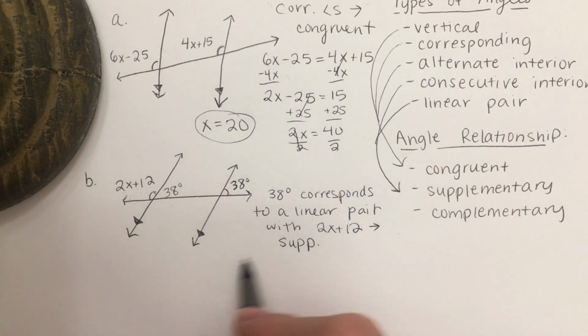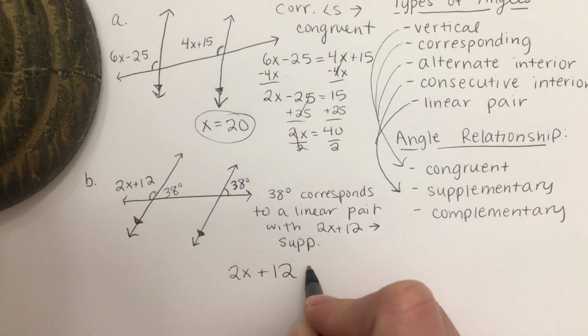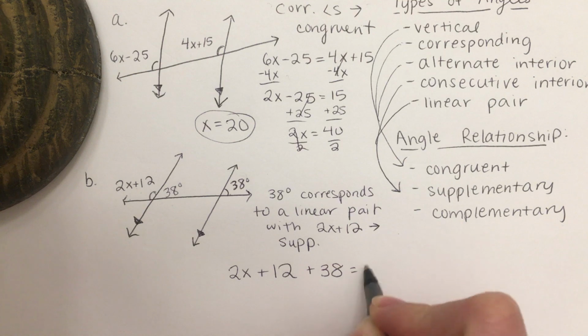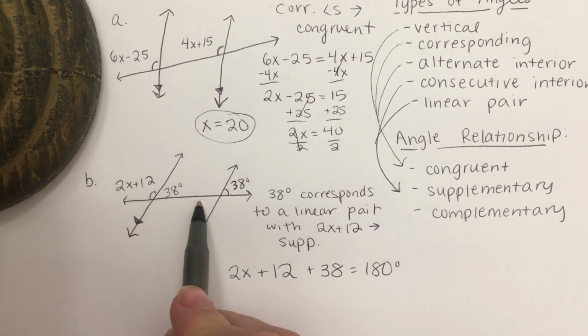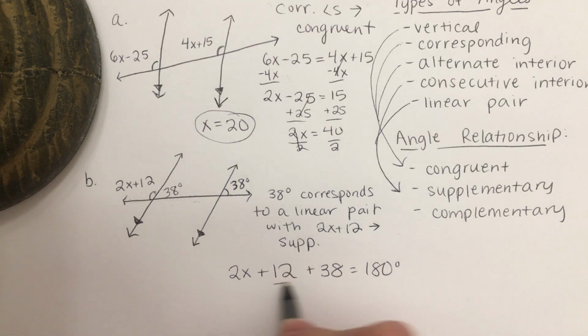So when I write my equation, it needs to reflect the definition of supplementary angles, which is adding two angles together. So there's my first angle, there's my second angle, and setting it equal to 180, because again, a line has 180 degrees in it. So I'm going to combine my like terms: 2x plus 50 equals 180.